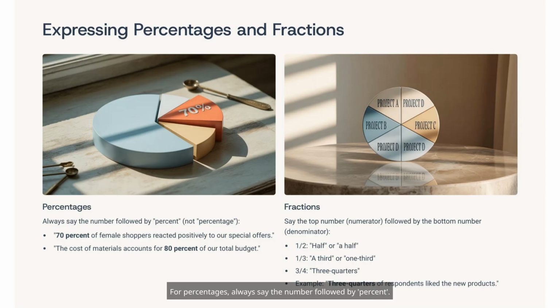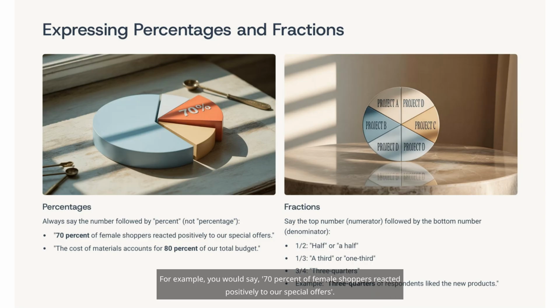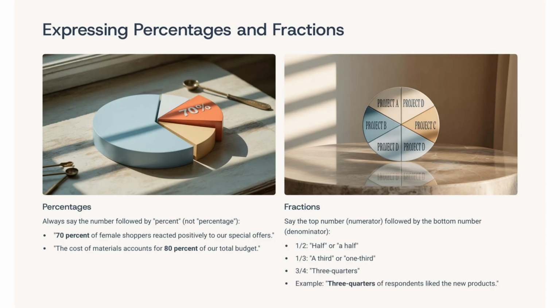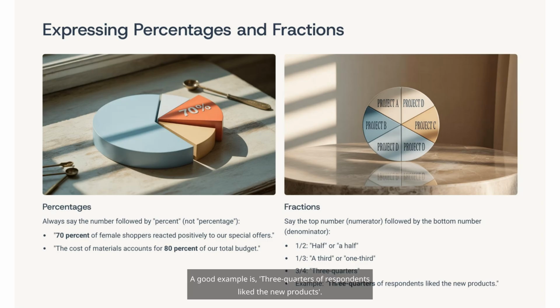For percentages, always say the number followed by percent. For example, you would say 70% of female shoppers reacted positively to our special offers. For fractions, you say the top number, the numerator, followed by the bottom number, the denominator. For instance, 1/2 is said as half or a half. 1/3 is a third or 1/3. And for 3/4, you would say 3/4. A good example is 3/4 of respondents like the new products.